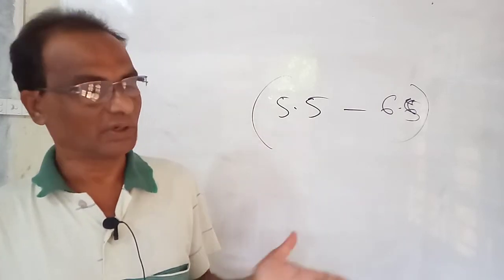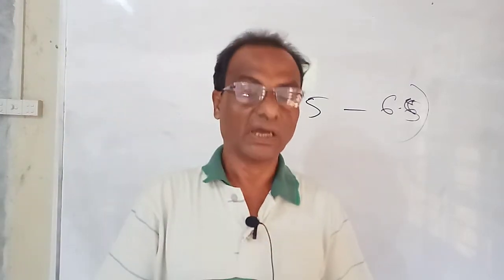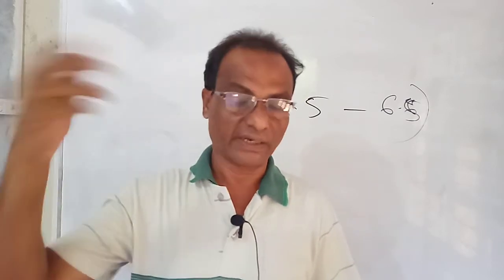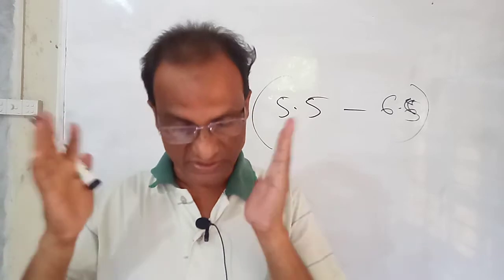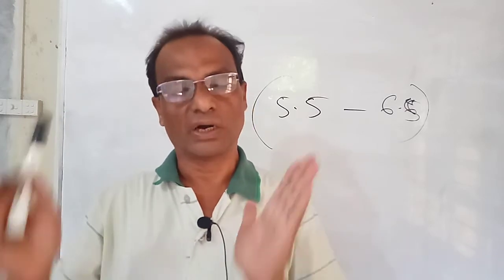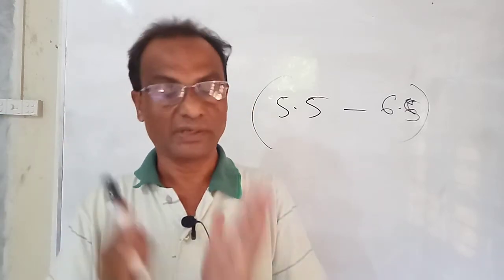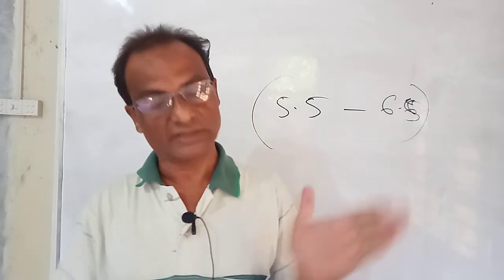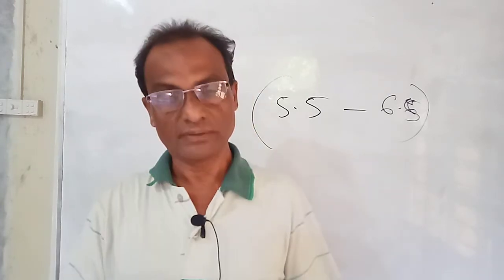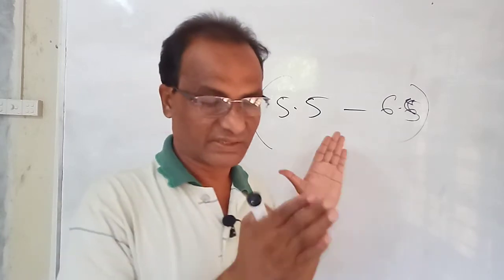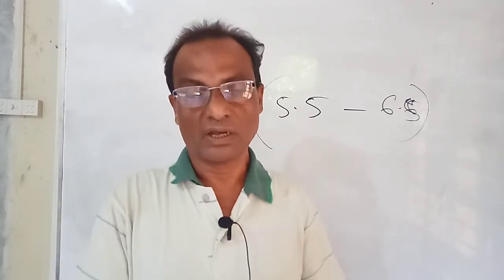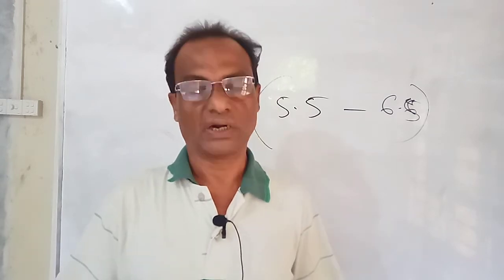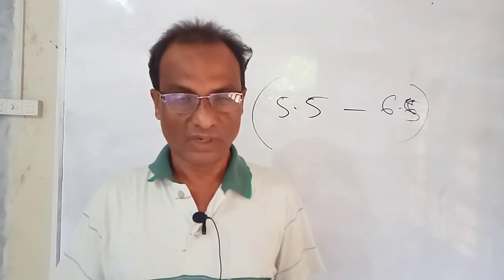So we have to know the pH of the solution. We have defined that if the pH is greater than 7, it is basic. If the pH of the solution is lesser than 7, it is acidic, and when it is 7, it is a neutral salt.